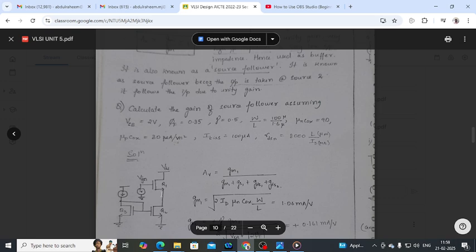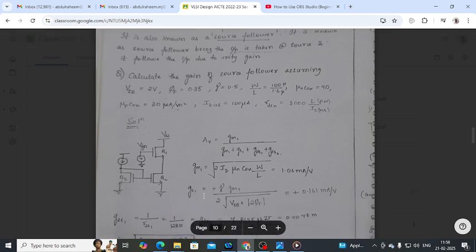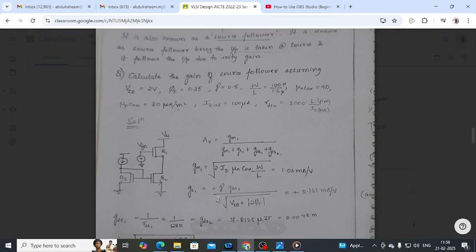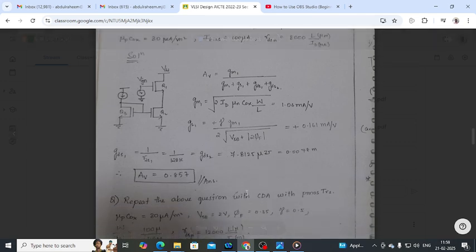RDS is given for this circuit diagram. So AV is nothing but GM by GS. So what is GM? GM is root of 2 ID mu Cox by W by L. So you can use GM1 as 1.06 mA. So GS is nothing but gamma GM by 2 root of VSB plus 2 phi Fermi. We looked at this equation at the start, right? So it is nothing but 0.161.